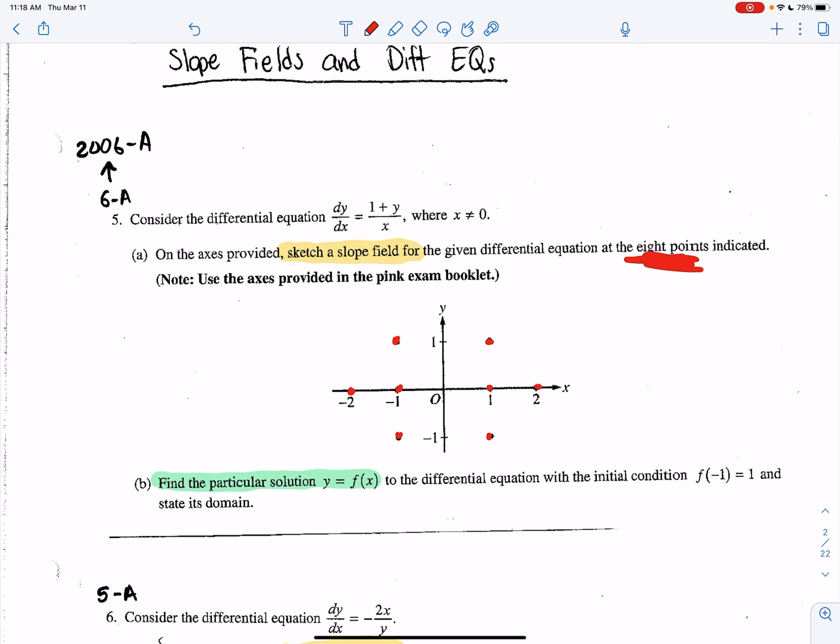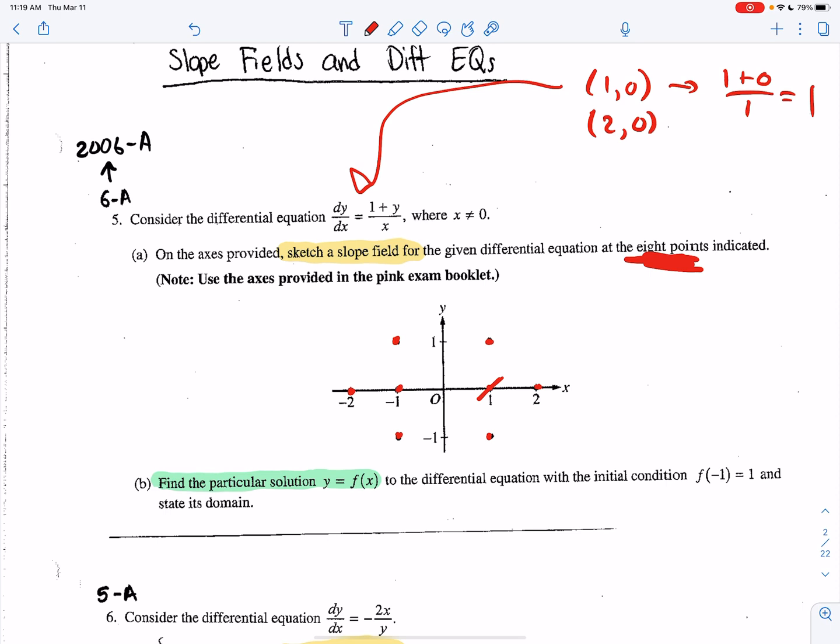So you pick one. I'm going to start with 1, comma 0. At 1, comma 0, if I plug that into my differential equation, I get 1 plus 0 over 1, which is 1. So I'm going to draw a positive slope. Let me move on to 2, comma 0. If I plug that in, I get 1 plus 0 over 2, which is 1/2. 1/2 is positive, but not as large as 1, so it's not going to be as steep. It's going to be more shallow, so more horizontal.